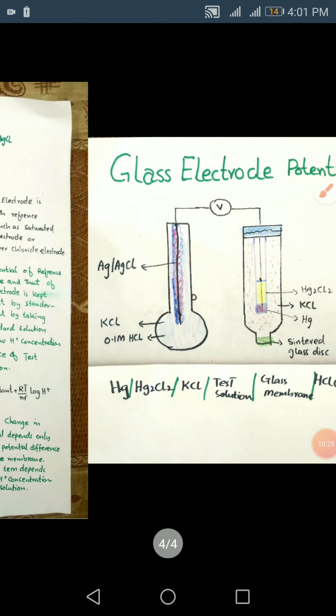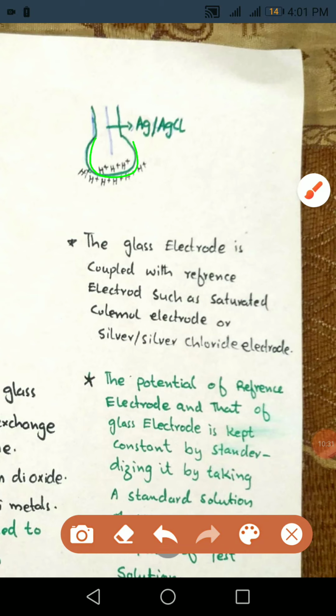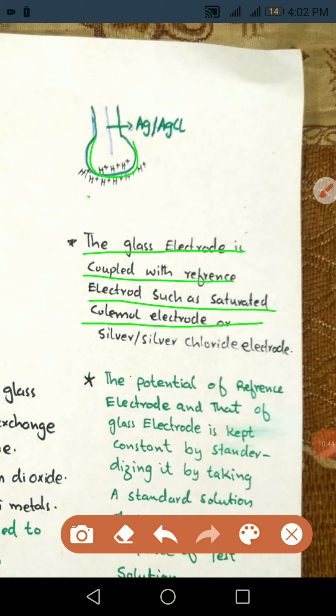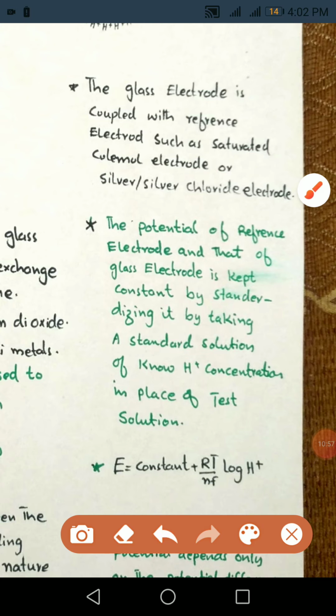Okay. Other points here: the potential developed across the glass electrode, the measurement of this potential, will measure the H+ concentration. The glass electrode is coupled with reference electrodes such as the saturated calomel electrode or silver chloride electrode. Why? Because we cannot measure the potential of a single electrode, right? The potential of a reference electrode and that of the glass electrode is kept constant by keeping the concentration constant.